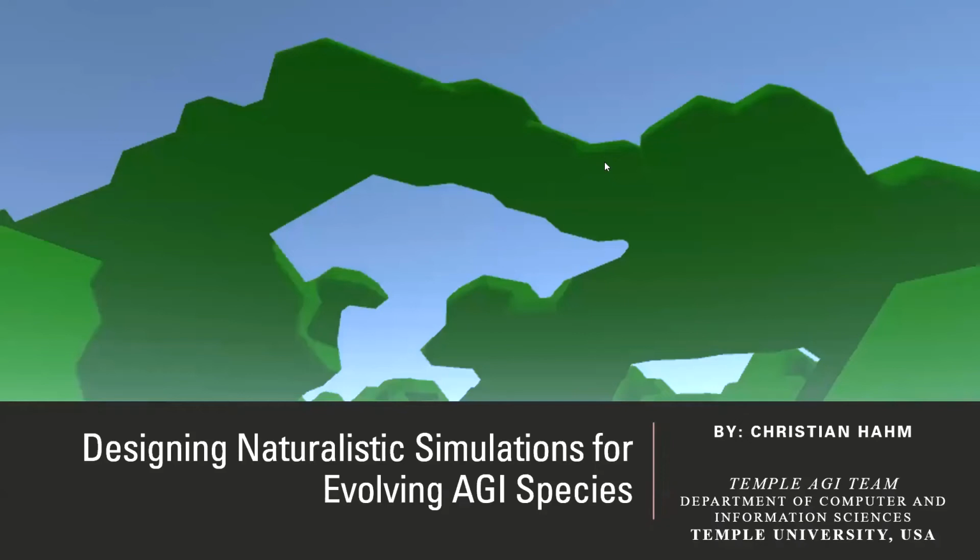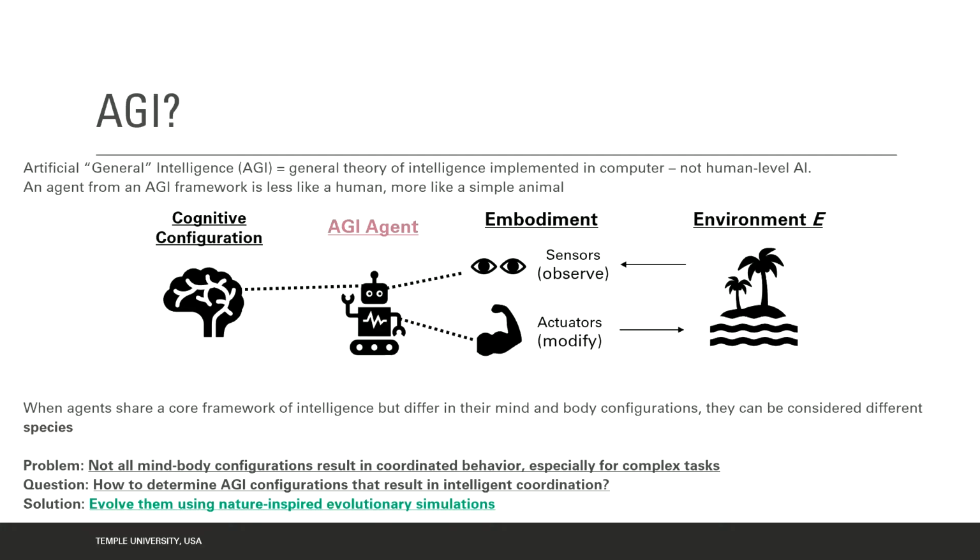So today I'm going to talk about designing evolutionary simulations for AGI. And when I say AGI, I'm talking about artificial general intelligence in the sense of a general theory of intelligence that's implemented in a computer system, not necessarily human level AI like it's commonly used.